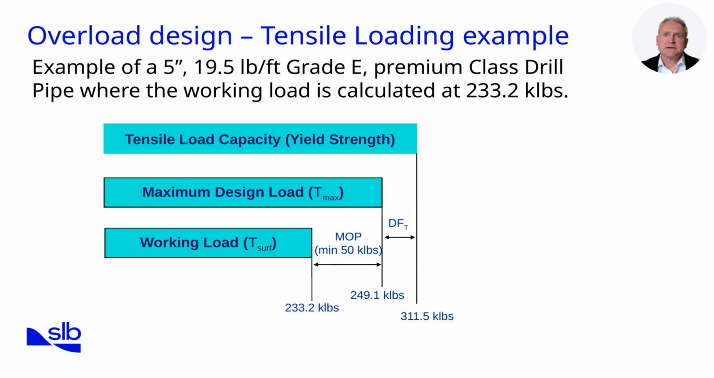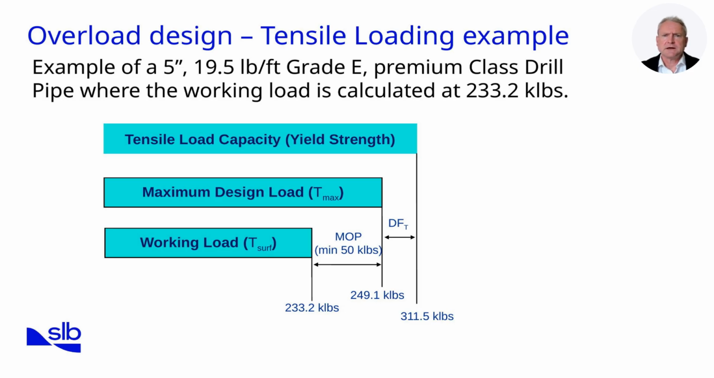Let's work through this tensile loading example step by step. We begin with the pipe's rated tensile load capacity, which is 311.4 thousand pounds. That's the absolute maximum strength based on its material properties. Now, we don't use that number directly. Instead, we apply a design factor to build in a margin of safety. In this case, the design factor is set at 0.8. So we multiply 311.4 thousand pounds by 0.8. That gives us a maximum design load of about 249,000 pounds.